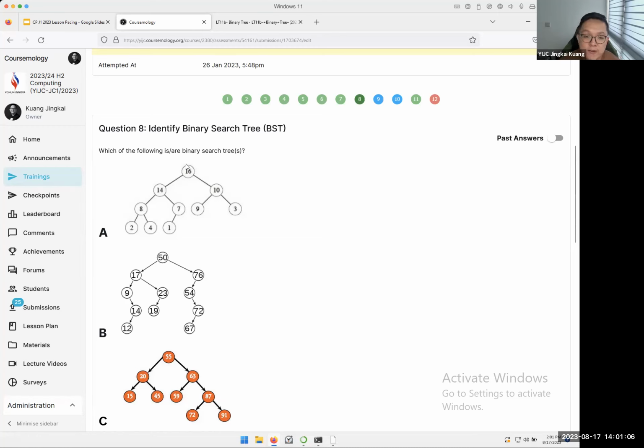So let's do the first one. I think some of you picked it, and I think this is the hardest one. Okay, 16. Is everything on the left smaller than 16? 14, 8, 7, 2, 4, 1, all smaller than 16, so it's okay. Is 10 smaller than 16? No, right? And 9 and 3 are not smaller than 16 as well. So these three are in the wrong place.